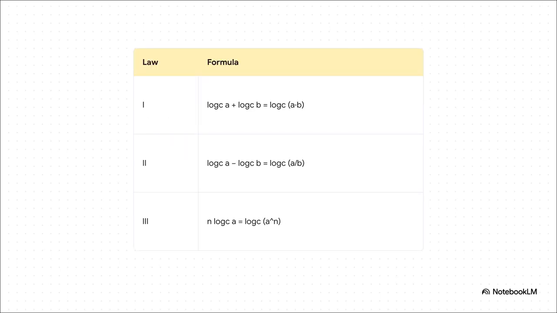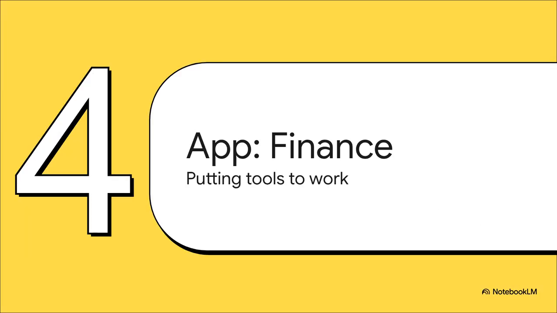And on the flip side, we have logarithms. So what are they for? Well, they're the inverse of exponents. That makes them super useful for solving equations where the variable you're trying to find is stuck up in the exponent. These laws are your key to bringing that variable back down to earth so you can actually solve for it. All right, enough theory.